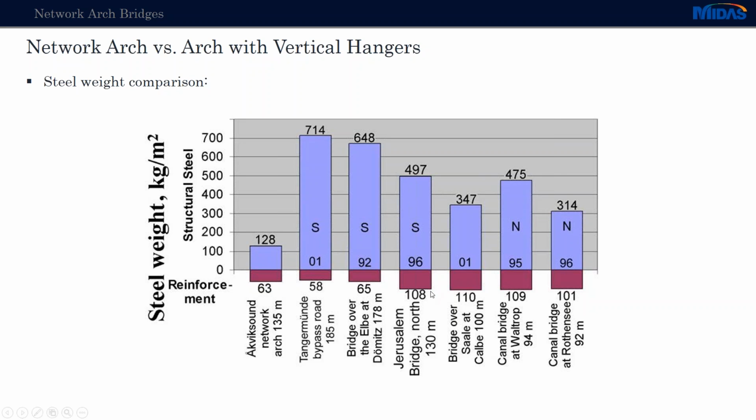To compare it to a bridge that has almost the same span, which is the Jerusalem Bridge, we can see that we can get even 4 times less structural steel needed for a similar span. The network arch bridge is 135 meters, whereas the Jerusalem is 130, and we can get better savings in steel, even compared to bridges that have smaller spans, such as the last ones.